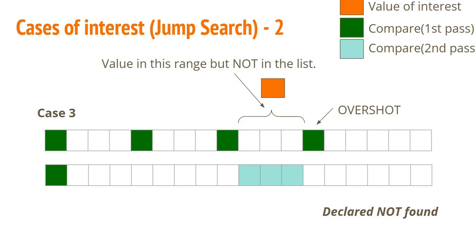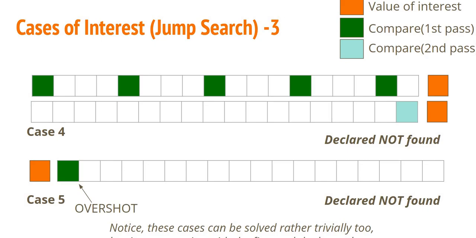Yeah. Case 4 and 5 are rather trivial. Basically, case 4 is when this item is, let's say, beyond the list. So again, when I jump, I go all the way to the end. I in fact then do a linear search in this zone. I find the item is not there. I declare not found. Case 5, the item is smaller than every item in the list. I can just, in the very first attempt, I will know that this is not happening, right? So this is basically not in the list, right? So again, like I said, these two cases can be solved trivially.